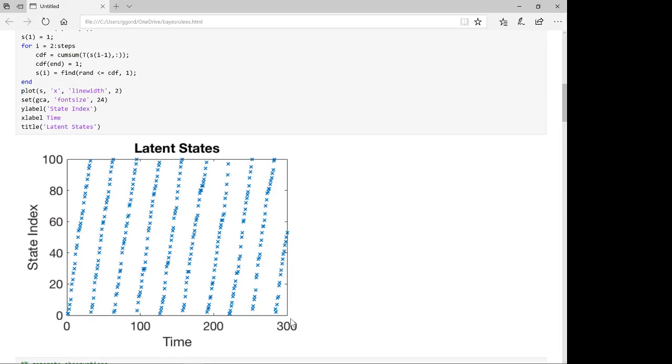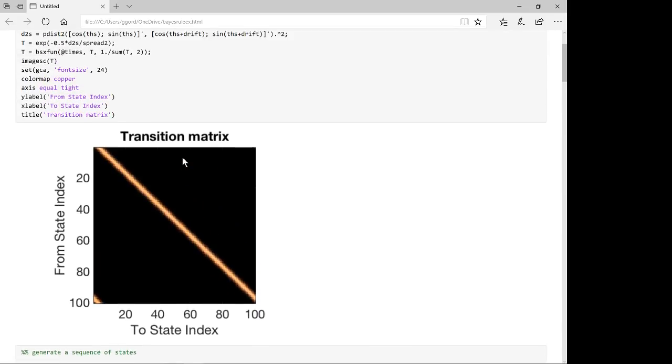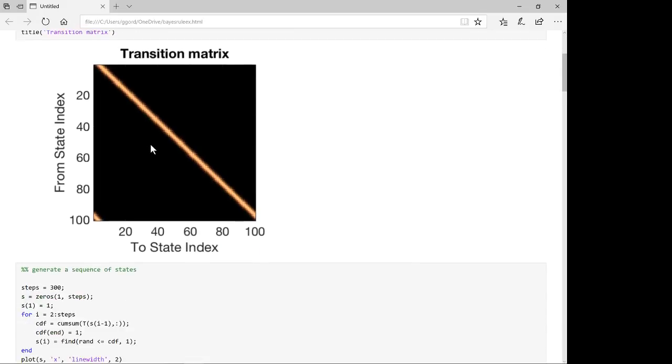Here I've extended the time series out to have 300 time steps, and each one of the state indices, so what I've plotted is, at time 100, if you go up, you get this x, and the state index is something like 10, 12, something like that. And so I've just generated a sequence of states from this distribution that I just described.